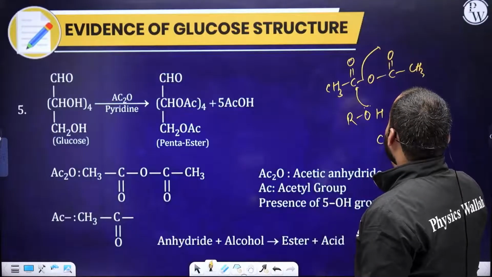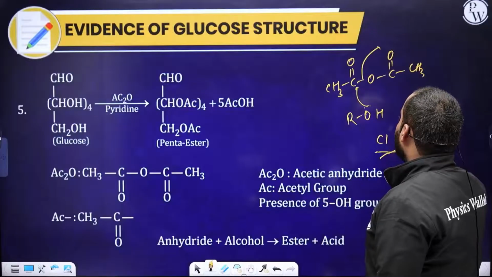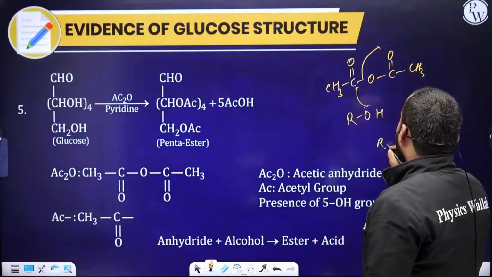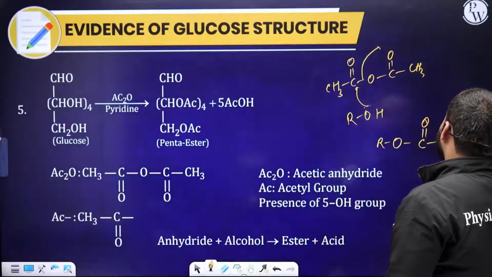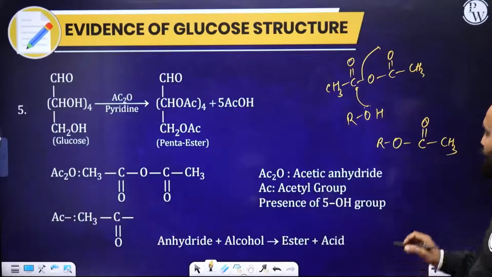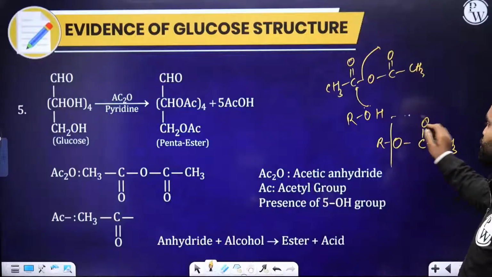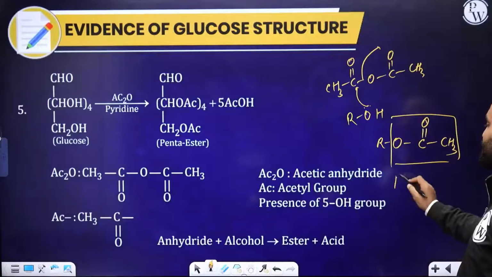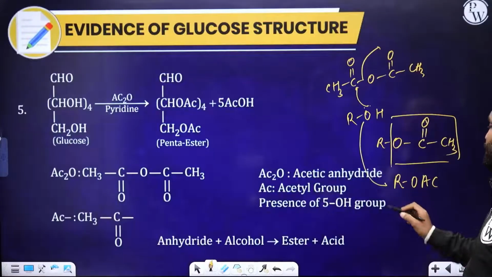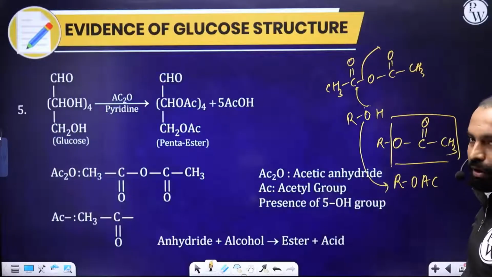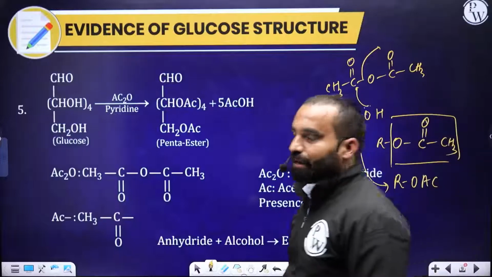So the compound formed would be: an alcohol will be converted to R-O-C(=O)-CH3. This is the compound obtained. So I am going to name this entire unit OAc. So the alcohol is converted to its acetate, OAc.